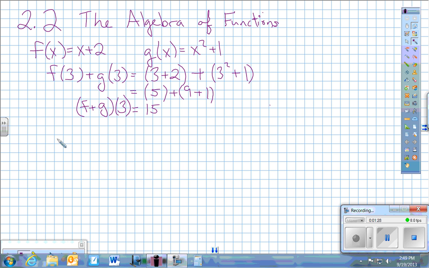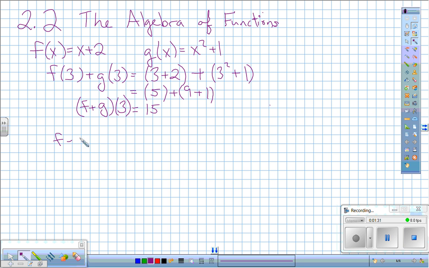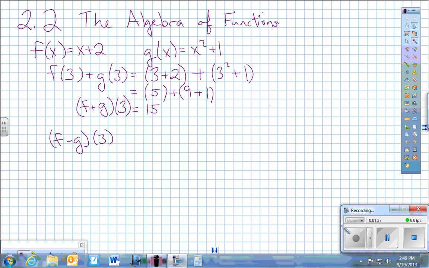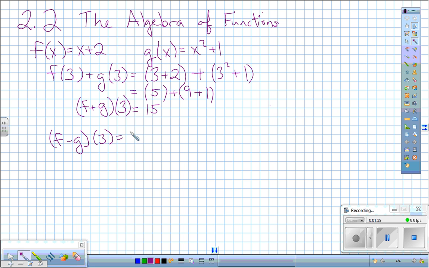Likewise, you might also see f minus g of 3. Since we've already done order of operations and figured out that this is 3 plus 2 minus 3 squared plus 1, that would be 5 minus 10. And negative 5 would be what your answer would look like for f minus g of 3. And again, you might also see f of 3 minus g of 3. Same difference.